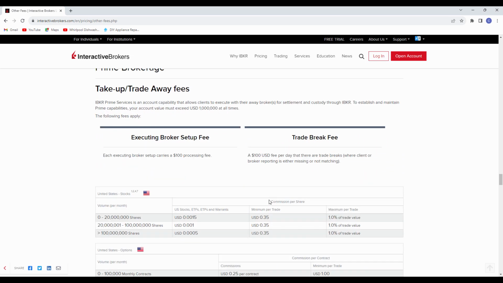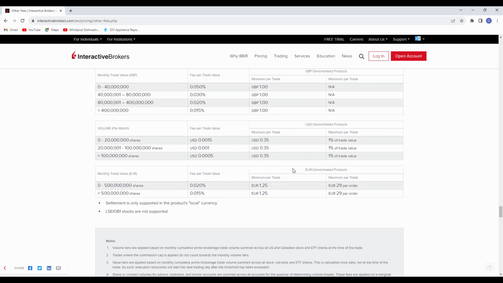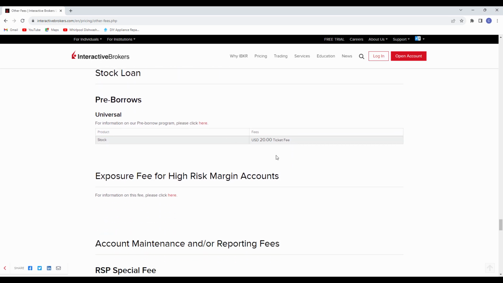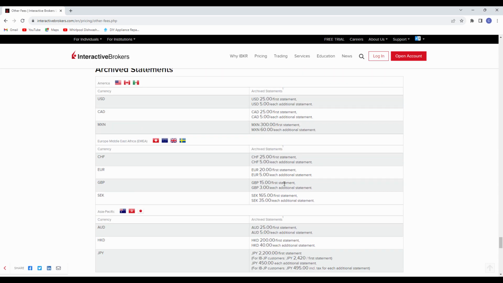Prime brokerage, executing broker setups, trade breaks. This applies to if you made a fat finger mistake and there actually was some weird transaction that went through and they got that to break because it was clearly away from market, they will charge you a fee, a $100 fee for making that mistake. I don't think that will ever happen to you, but you have heard stories of fat finger mistakes and things related to that. So most of this, again, these little fees and possibilities are probably not applicable, but let's discuss each one.